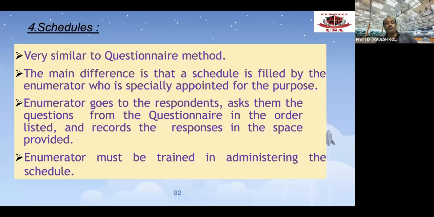Next is the schedule. It is very similar to the questionnaire method, but the main difference is that a schedule is filled by an enumerator who is specially appointed for the purpose. Here it is not directly the researcher; he or she trains somebody, and they collect it. That is known as a schedule. The enumerator goes to the respondents, asks them the questions from the questionnaire in order, and then records the responses. Of course, here we have to train the trainer.